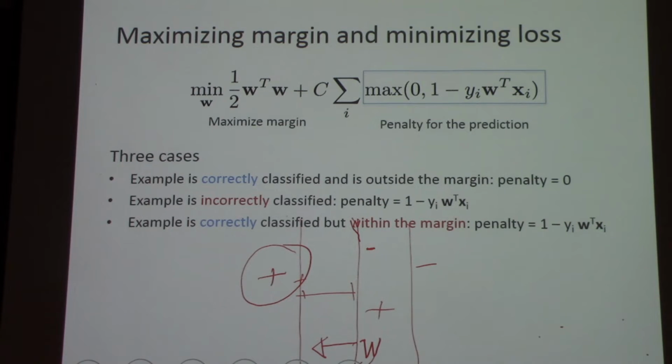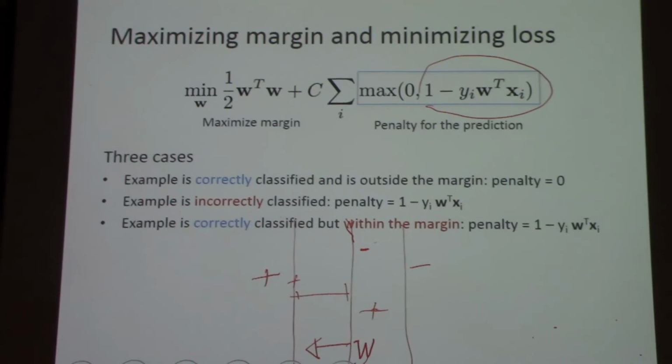Okay, let's consider another example. Consider this plus. This one is misclassified. It's on the other side of the hyperplane. So y w transpose x is less than 0. If it's less than 0, it's clearly less than 1. Which means that's the penalty you're paying. 1 minus y w transpose x is greater than 0. So the penalty that this weight vector pays for misclassifying this example is 1 minus y w transpose x, which is a positive number. Now consider a third example, this minus here.